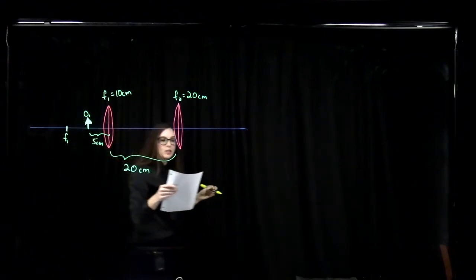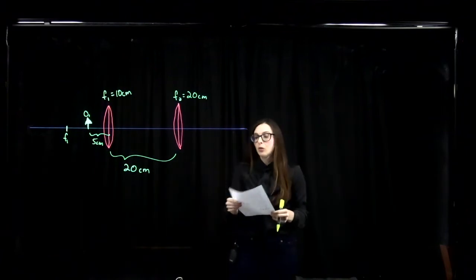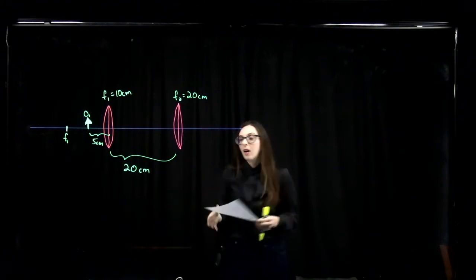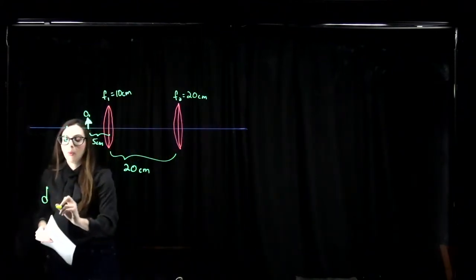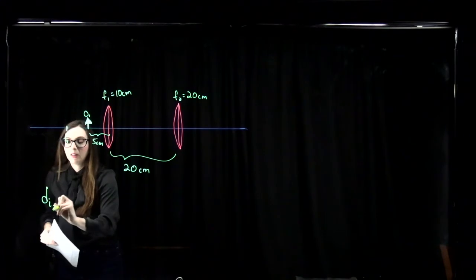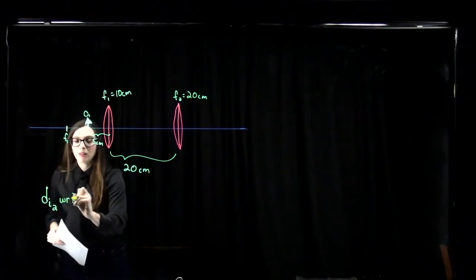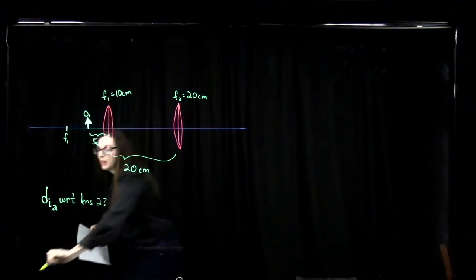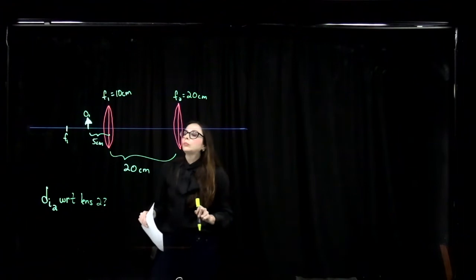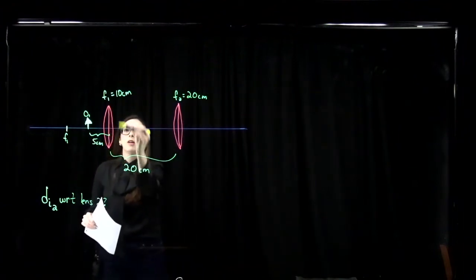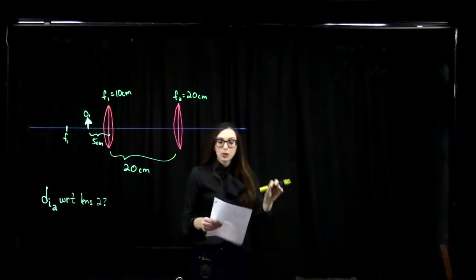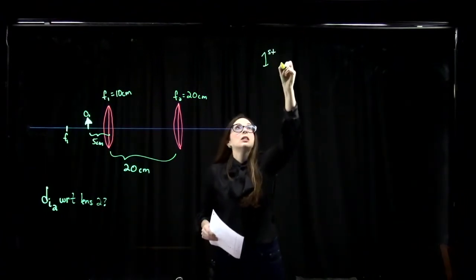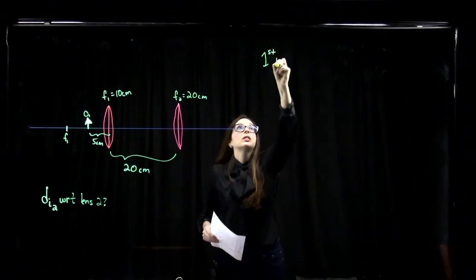Where is the resulting image with respect to our second lens here in centimeters? So if we put that in numbers, where is di2 with respect to lens 2? That's what we're trying to solve for. Now, we've got our object 5 centimeters away from our first lens. So the first strategy is to work on the thin lens equation for our first lens.